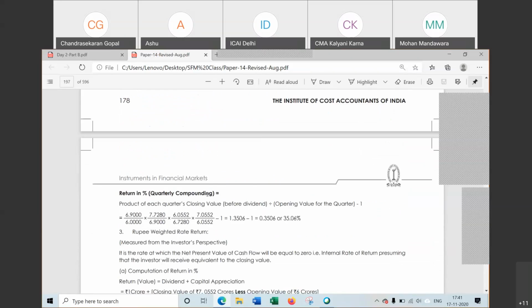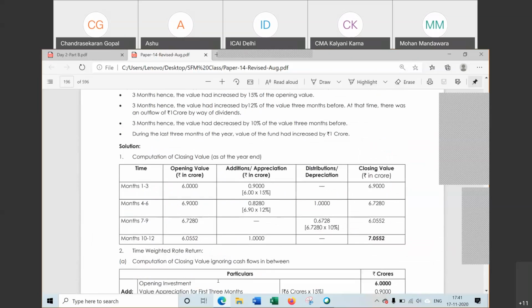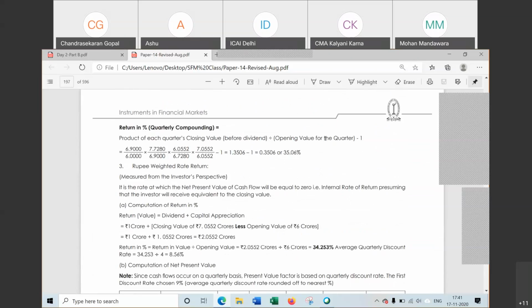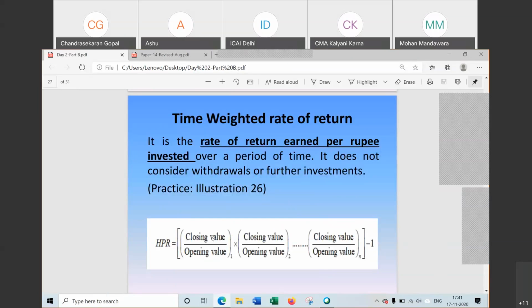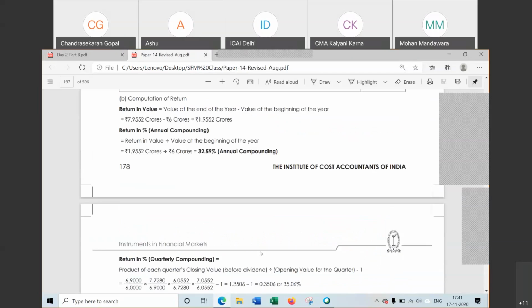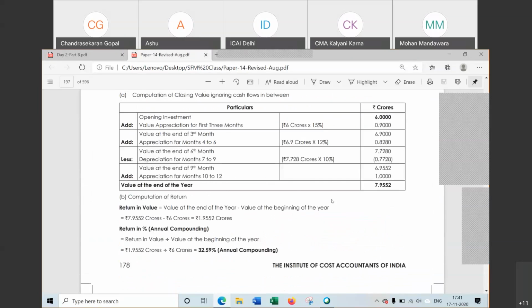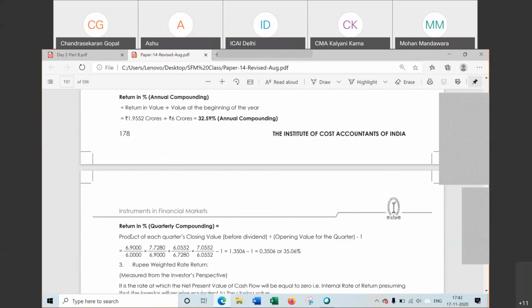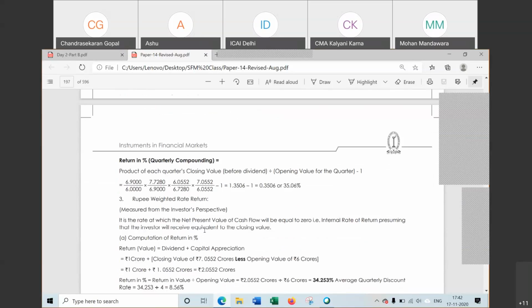Now what is the quarterly return? That is the holding period return. Quarterly return information is given quarter wise, so it can be computed in this way: closing value divided by opening value minus 1. For all the quarters we will take, like 6.9 divided by 6 for the first quarter, closing value is 6.9, opening is 6. For the second quarter, closing value this, opening this. In this way, we take all the closing divided by opening, minus 1. So 35.06% is the holding period return or quarterly return on the basis of quarterly compounding.